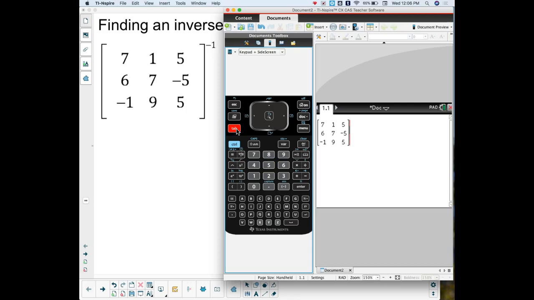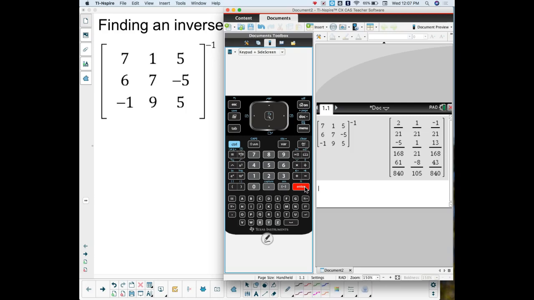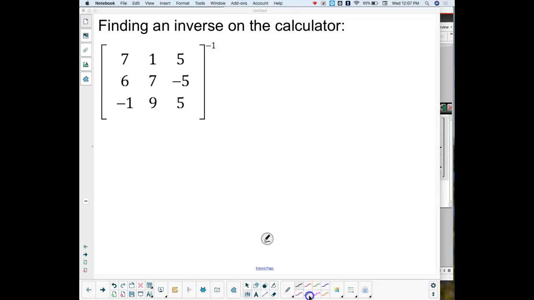And then, if I get out of the matrix and get over onto the other side, now I can raise that matrix to the power of negative 1. Okay? And when I raise that matrix to a power of negative 1, that is finding the inverse of that matrix. When I hit enter, it takes the value of the determinant and multiplies it in right away, so you're going to get it in fractional form.